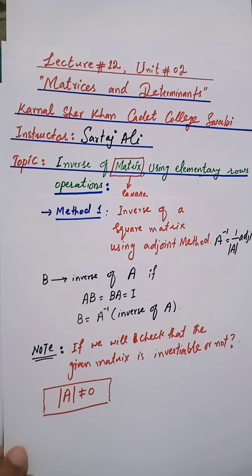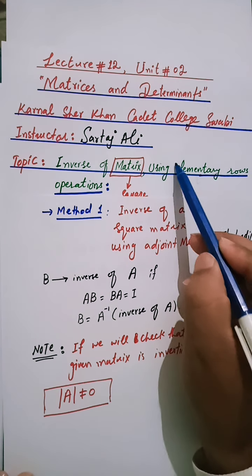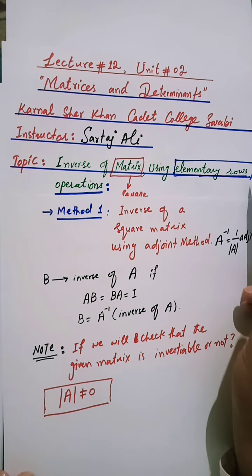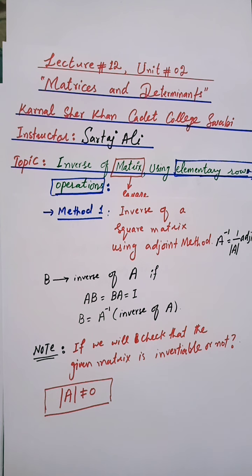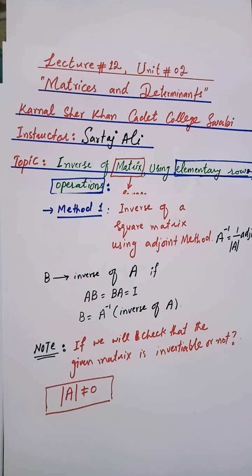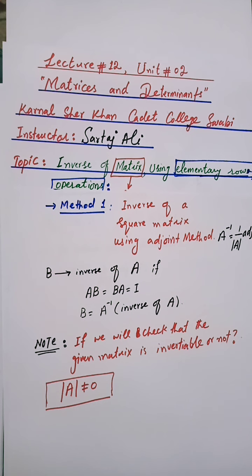Now in this video lecture we will discuss the inverse of a square matrix using elementary row operations. We will use this to find the inverse of a square matrix. So the procedure is: first of all we will check whether the given matrix is singular or non-singular.